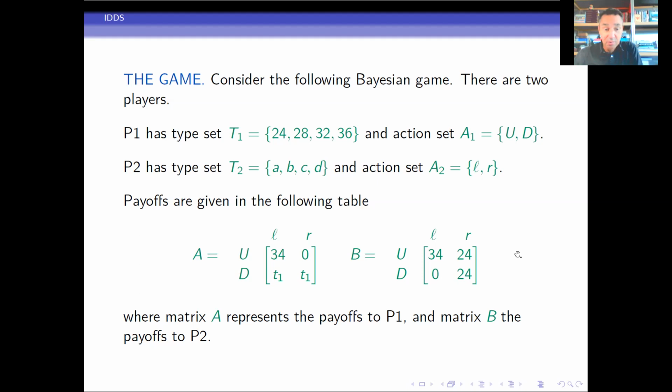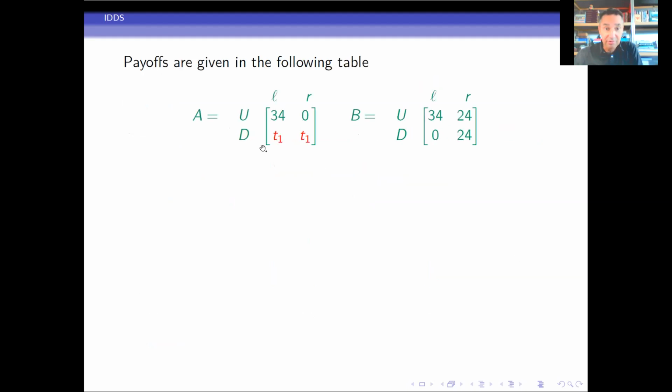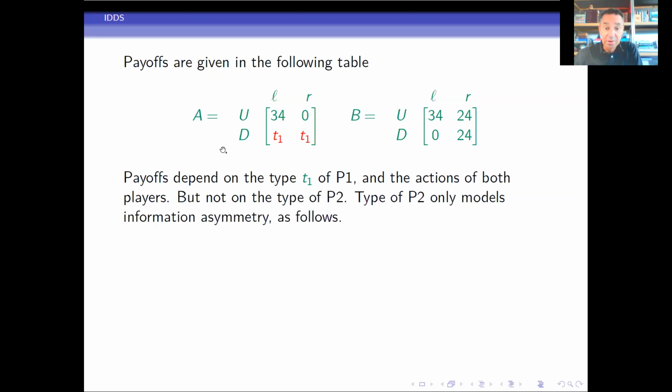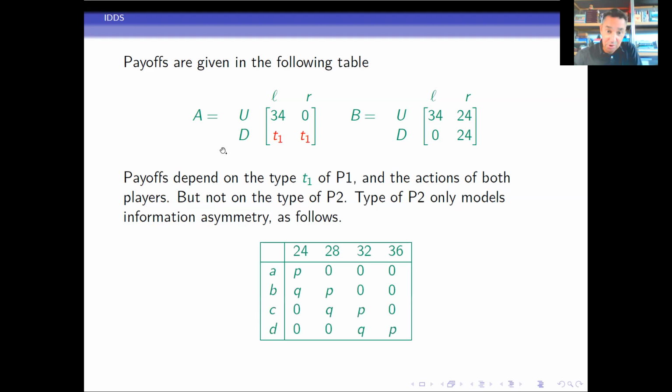So you may wonder what then are the types of player two for. Well, the types of player two determine the information structure together with the types of player one. And that works as follows. So here are the types of player one, and here are the types of player two in the column. And the prior is given by these numbers in the matrix that you see there.